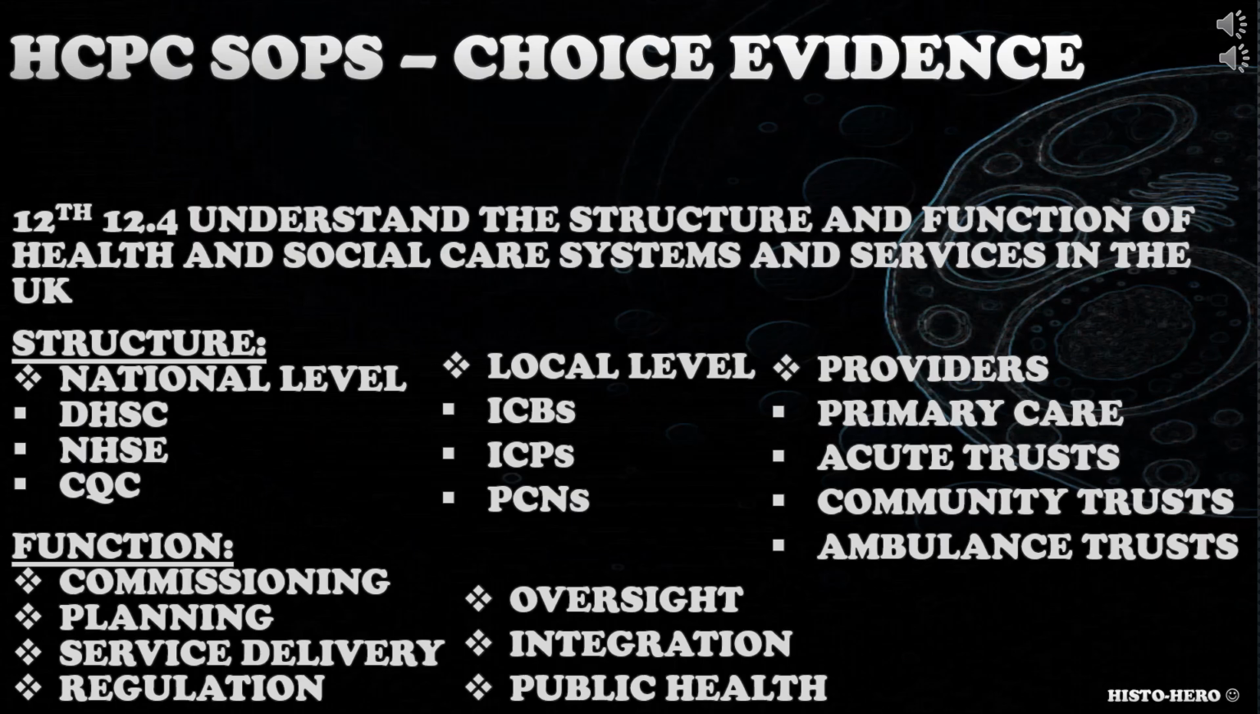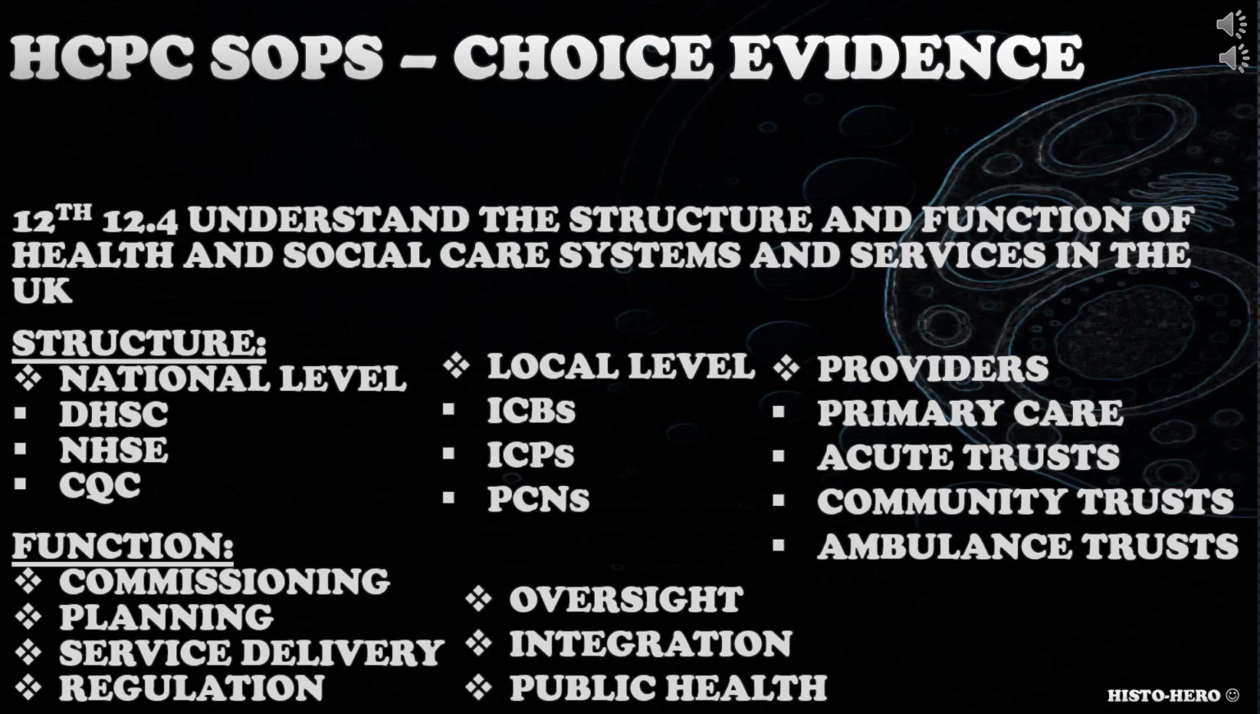What is their structure? Consider national bodies like Department of Health and Social Care, NHS England. On regional level you've got integrated care systems and boards. On a local level you've got primary care providers like GPs, trusts, or sector. What is their function? Consider promotion of public health, improvement in quality of life, maintaining well-being, whether it is emotional, physical, or social, prevention of illness, providing care, coordinating services, and so on. This should show your understanding.